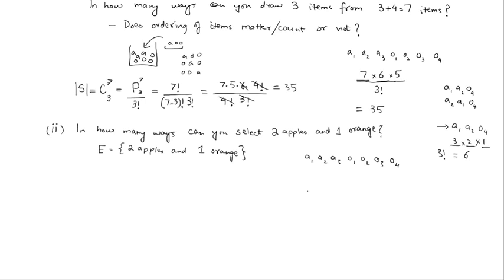Now, if I was forced to pick 2 apples and 1 orange, I could have done it by selecting apple 1, apple 2, and orange 1. Or I could have kept these the same and selected orange 2, orange 3, orange 4. Or I could have selected apple 1 and apple 3. And then I would have had the same 4 options for orange 1, orange 2, orange 3, orange 4.